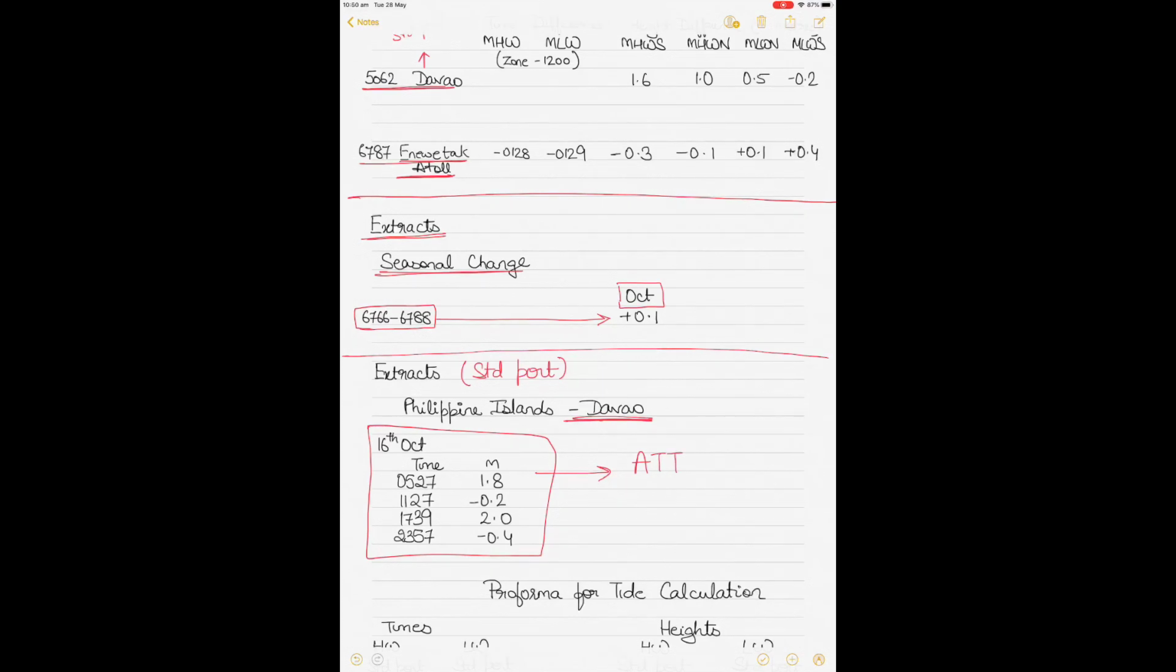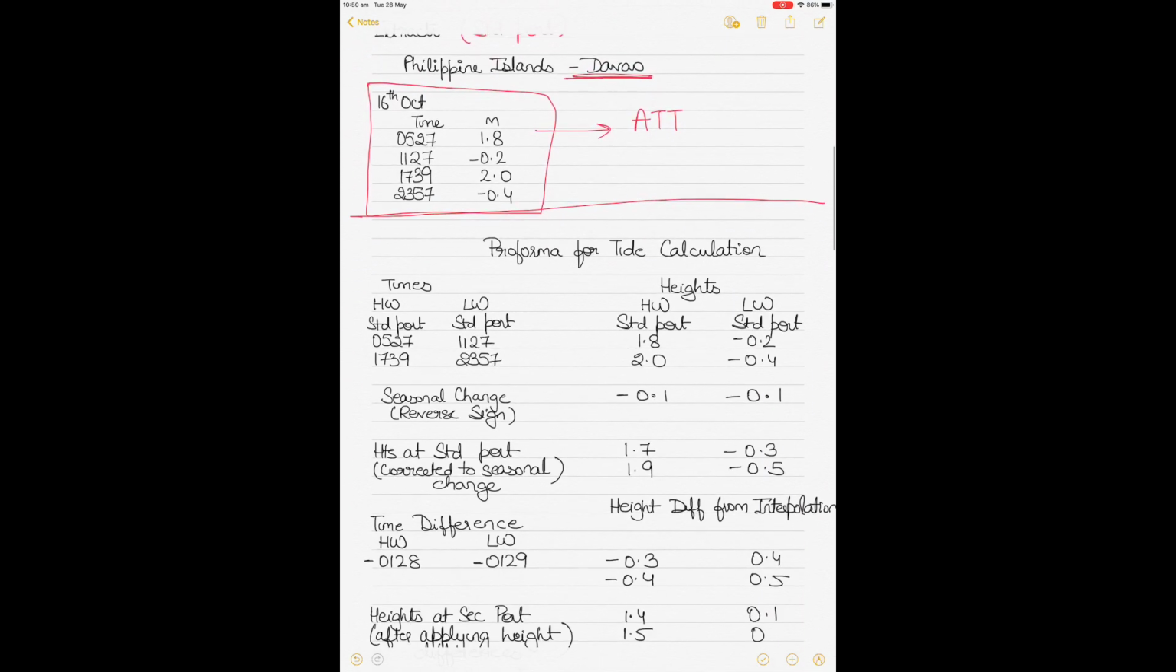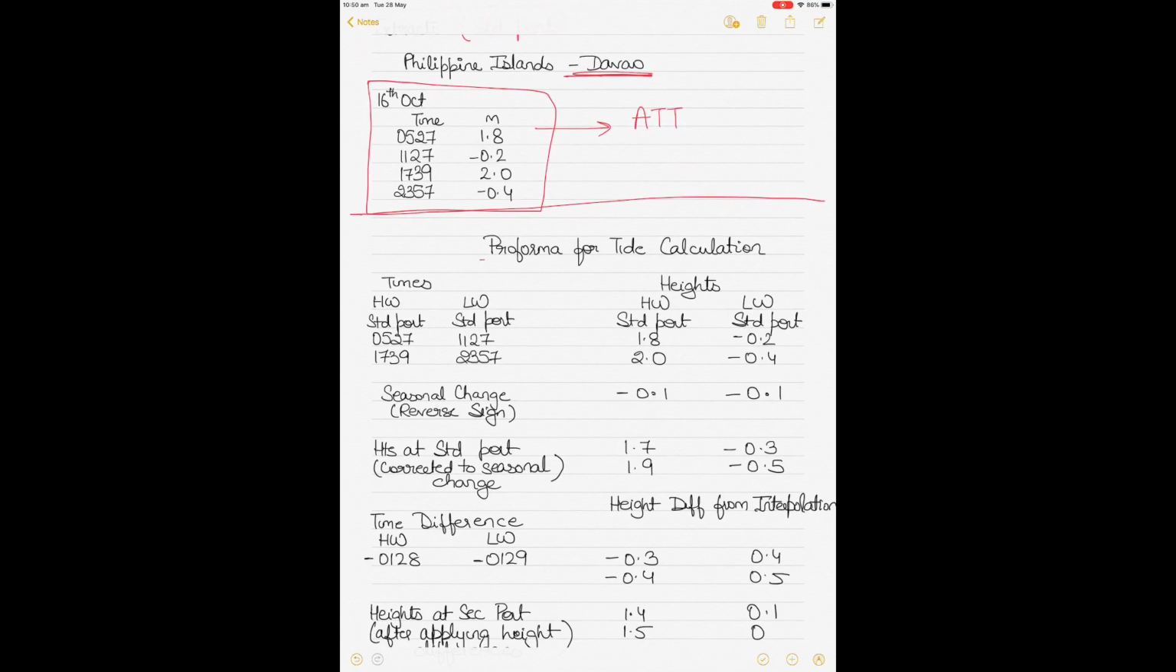So these are the three extracts I'll be using to fill the proforma for my calculation, or for the tide calculation for secondary port. So again, the proforma for the tide calculation can be used for any secondary port. If you follow what I have done, you can do it for any other secondary port. So this is for secondary ports only, using the standard port as the reference. Alright, so let's start by filling the proforma.